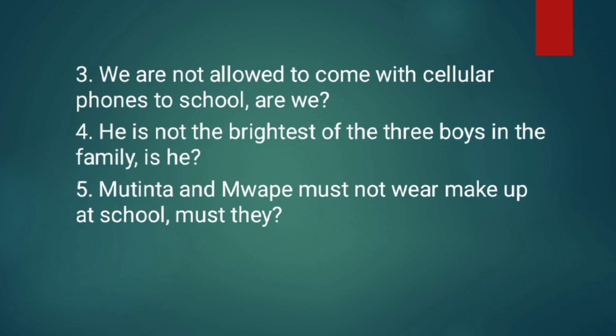He's not the brightest of the three boys in the family. He is not. Just the first part. He is not. You're going to say, is he? Of course he's not. Mutinta and Mwape must not wear makeup at school. Must not. Must they? Here we are using they. We are not going to say must she, like in the other case. Neither and either, they are singular.